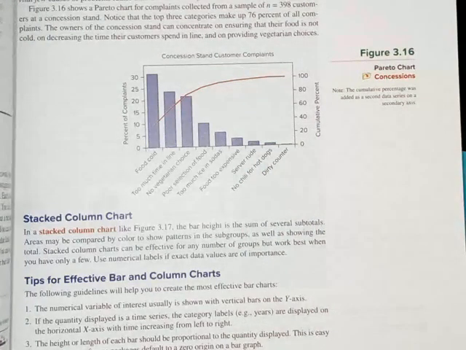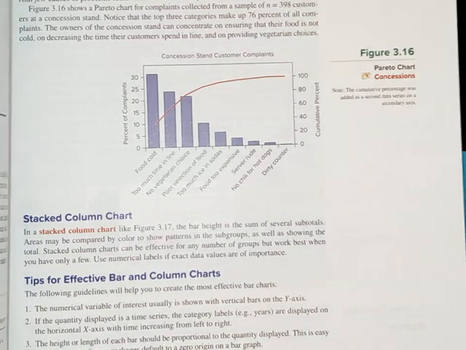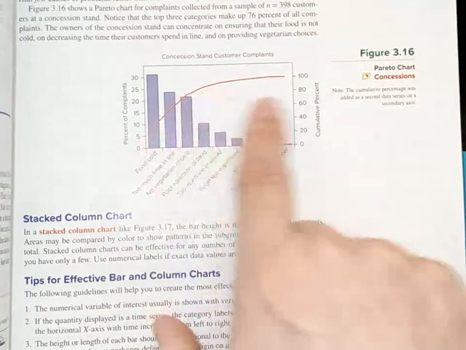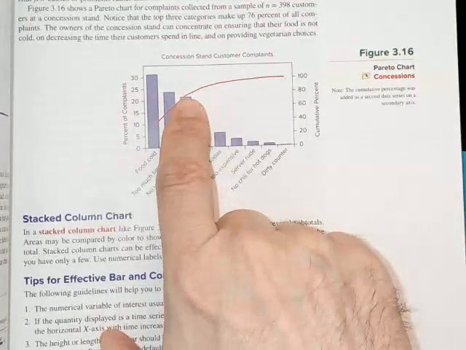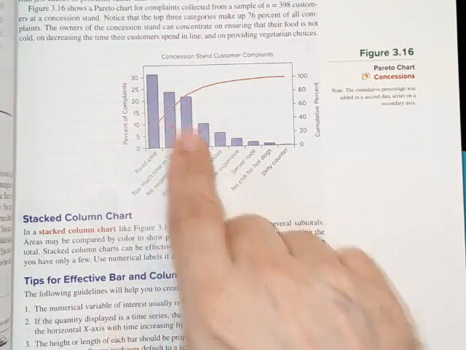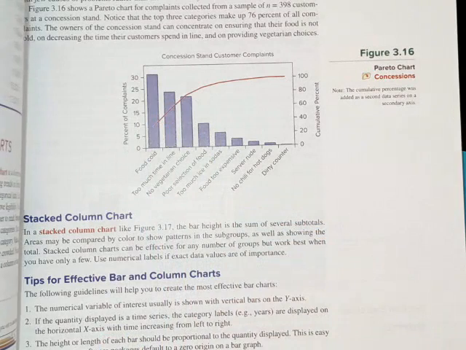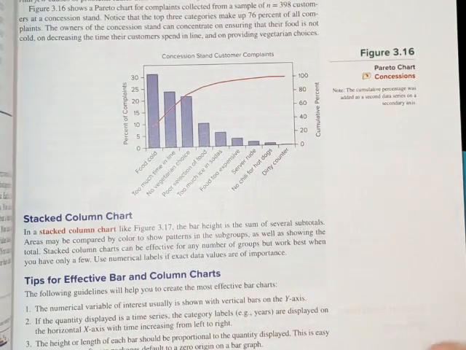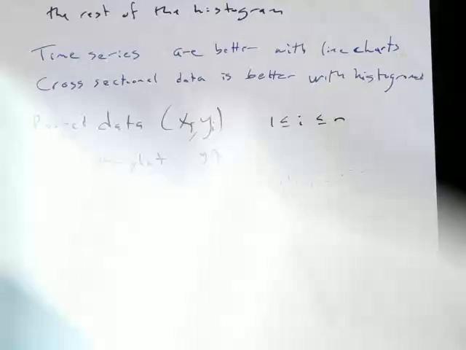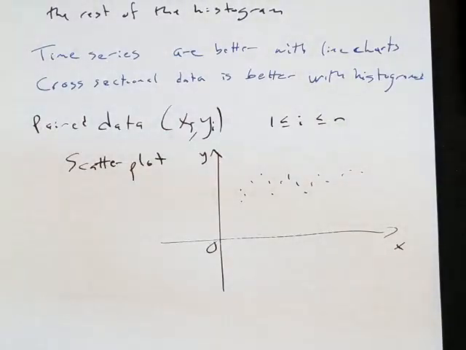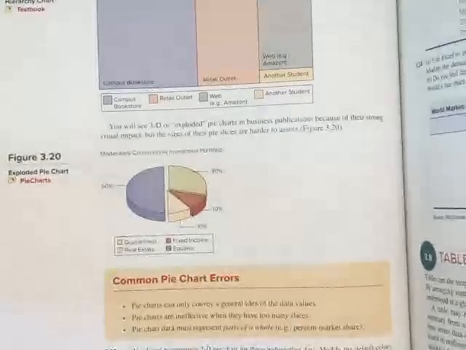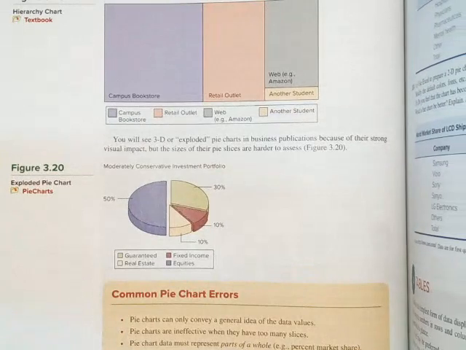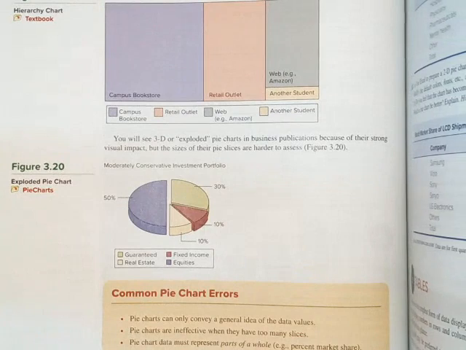So the Pareto principle actually says that you focus on the first few of your relative categories, right here. Three categories.